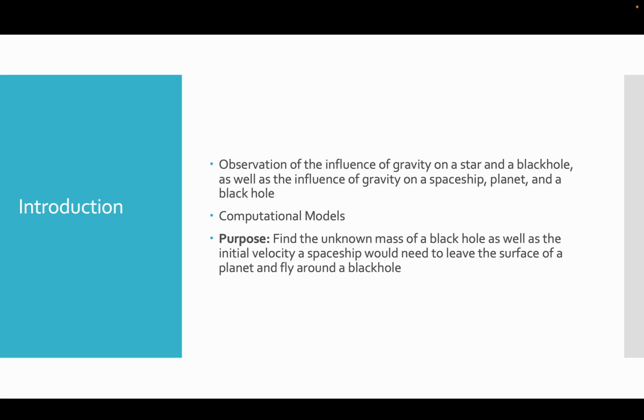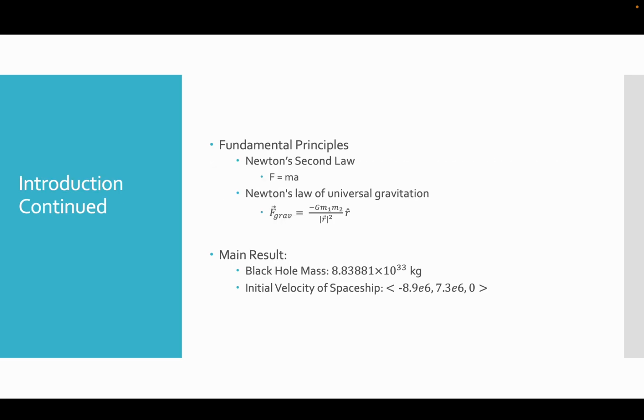The overall purpose of this experiment is to find the unknown mass of a black hole, as well as the initial velocity of the spaceship needed to leave the surface of a planet and fly around a black hole. The fundamental principles used in this lab were Newton's second law and Newton's law of universal gravitation.